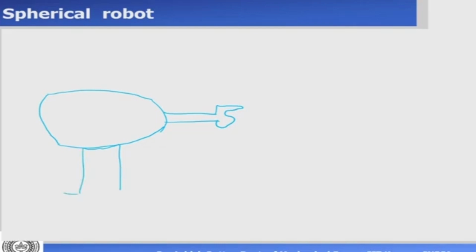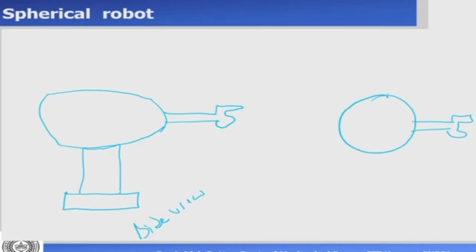Now let's look at a spherical robot. A spherical robot is something like this. It has a spherical joint. I'm just drawing the spherical robot. Let me draw it a little bit on the left, because I have to draw the left side view and the right side view also. So this is the base of the spherical robot, and this is the side view of the spherical robot. On the top view, the spherical robot can be something like this, and this is the front.